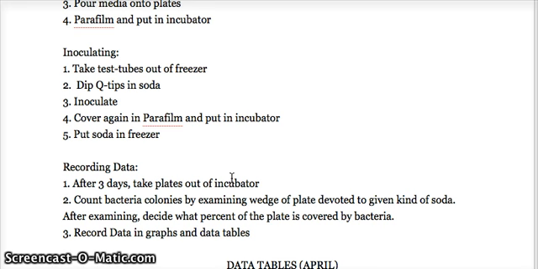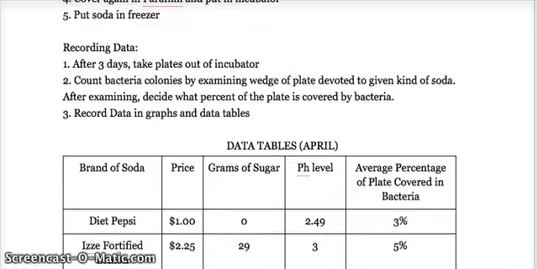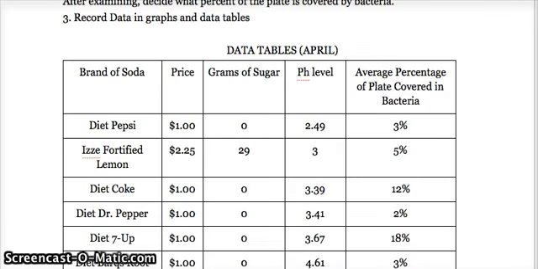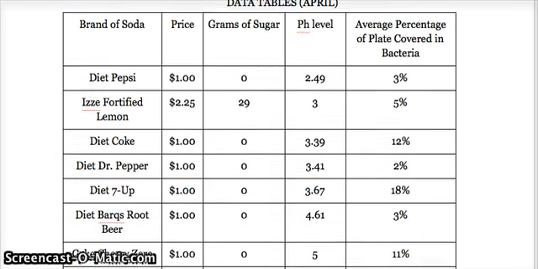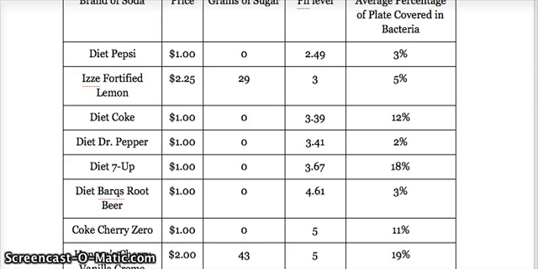Observe the plates. How we observed the plates and counted the colonies was by calculating how much of the plate was covered by bacteria, and then we recorded the data in graphs and data tables. This is the data table. These are the data tables.